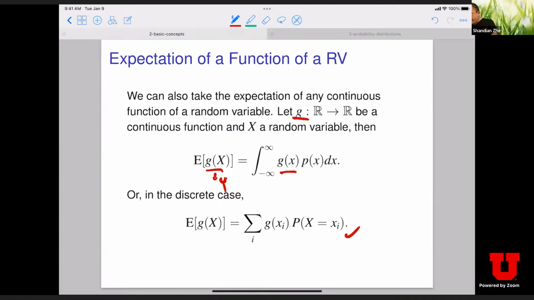And in the discrete case, it's the same thing. You just evaluate g of x at all discrete values that x can take, and do the weighted summation according to the probability mass on each x_i.